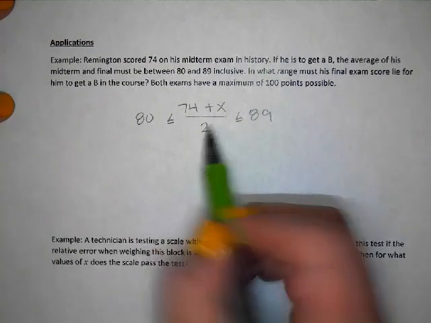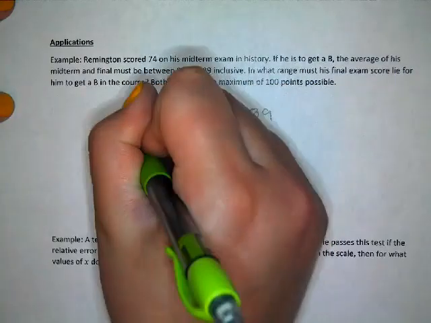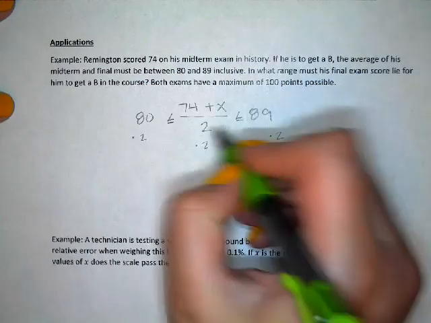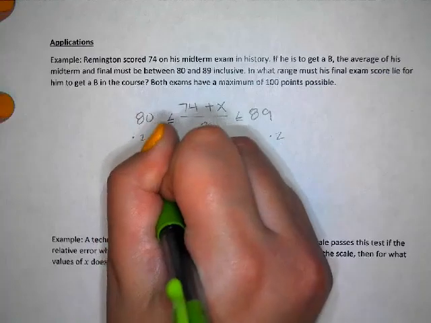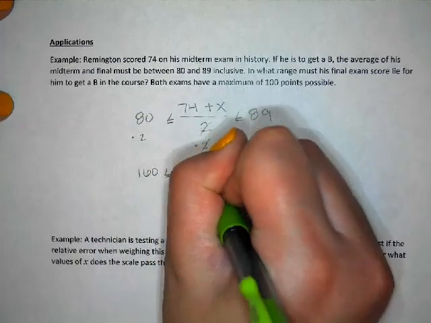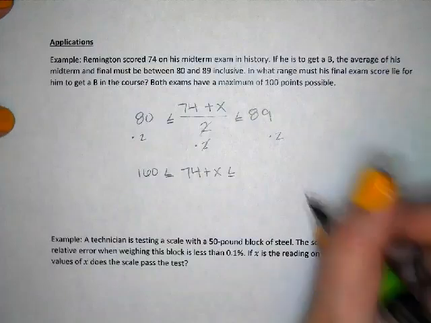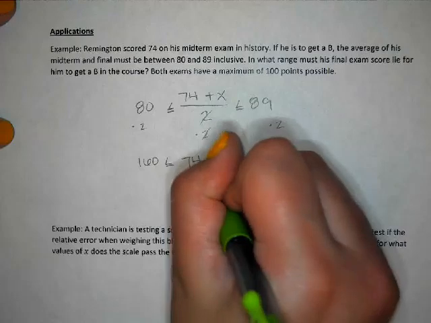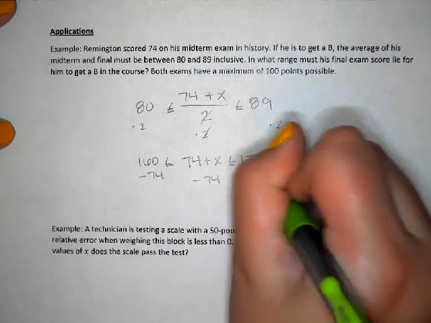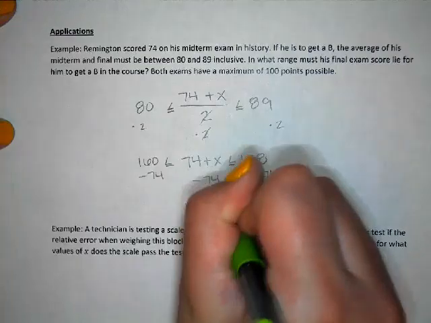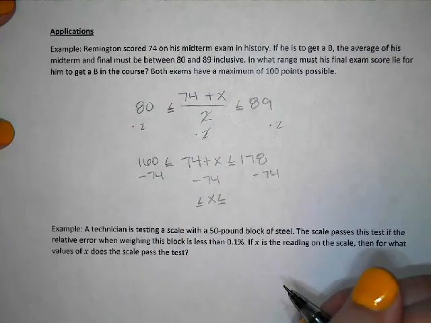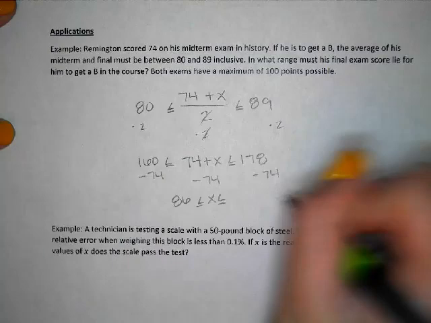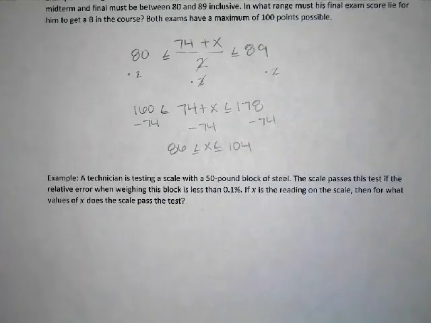So this is divided by 2, so I'm going to go ahead and multiply by 2 on each part. So that canceled. 160, 74 plus x, 89 times 2, 178. And then I'll subtract 74. So x is going to be in between, what is that, 86? So mathematically, we know that his final exam score would have to be between 86% and 104%.